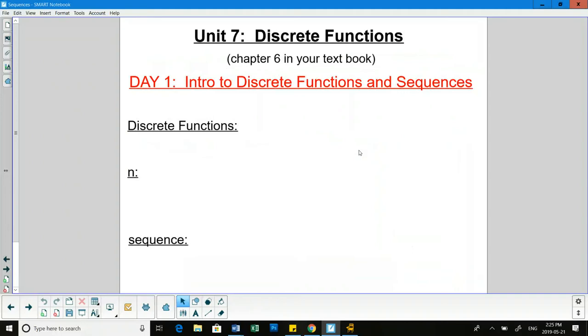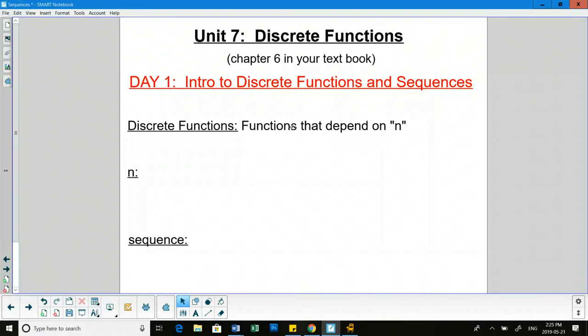So we're working with what we call discrete functions. It would be helpful, if we're going to do a unit called discrete functions, if we know what a discrete function is. So we're going to start there. So discrete functions, we call these functions that depend on n, which brings us to our next question, what is n?